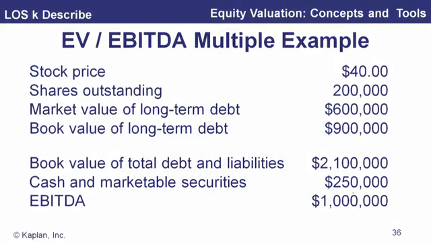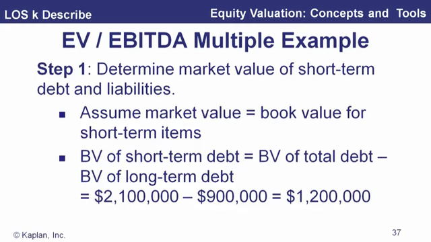Let's look at an example just to crunch some numbers here. We've got a stock price of $40 with 200,000 shares outstanding. The market value of the long-term debt is $600,000. The book value of the long-term debt is $900,000. The book value of total debt and liabilities is $2,000,001. The firm has cash and marketable securities worth $250,000, and our EBITDA is $1 million. So let's look at some of the issues involved in crunching these numbers and getting an enterprise value multiple.